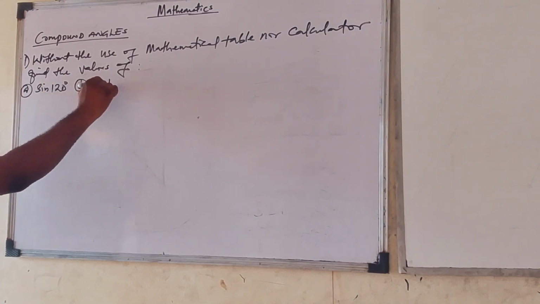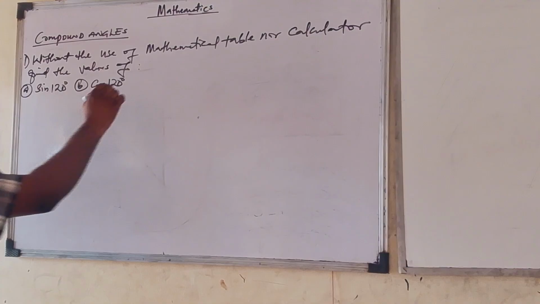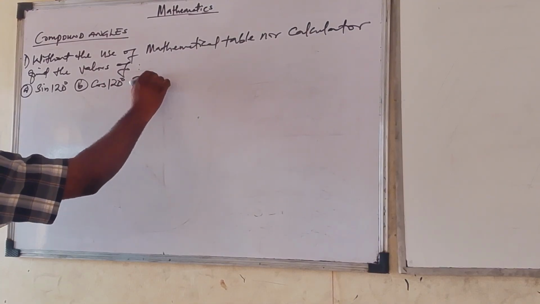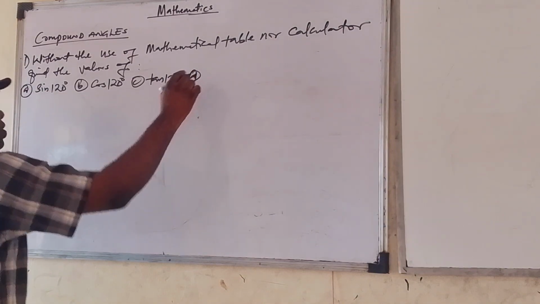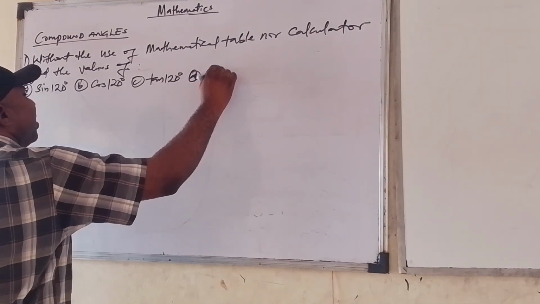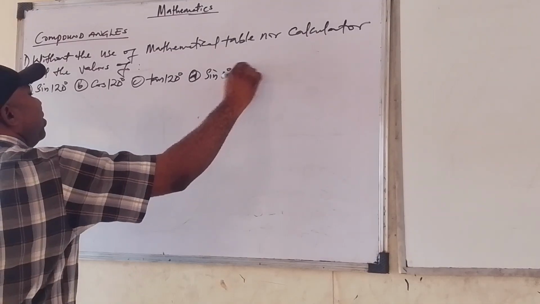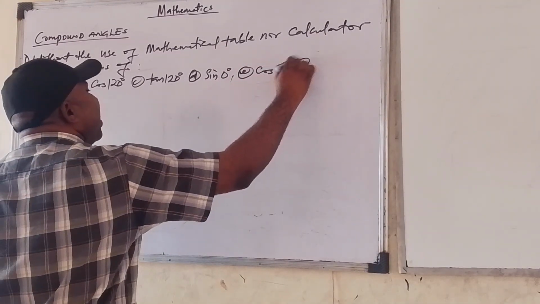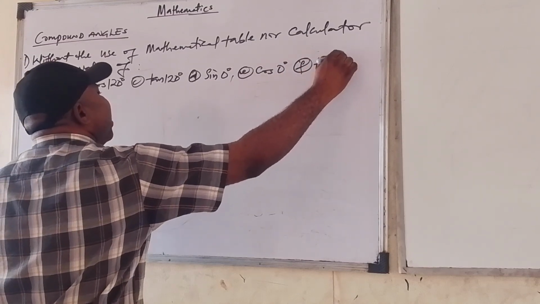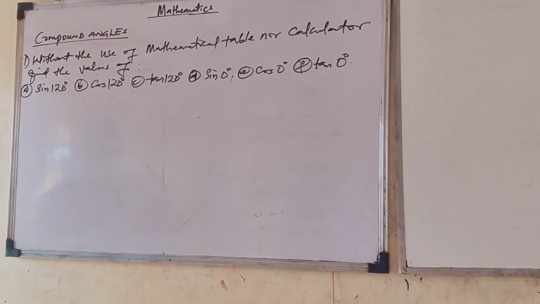B, we have cos 120 degrees. C, we have tan 120 degrees. D, we have sine 0 degrees. E, we have cos 0 degrees. And F, we have tan 0 degrees. Yes. Now let's look at this.